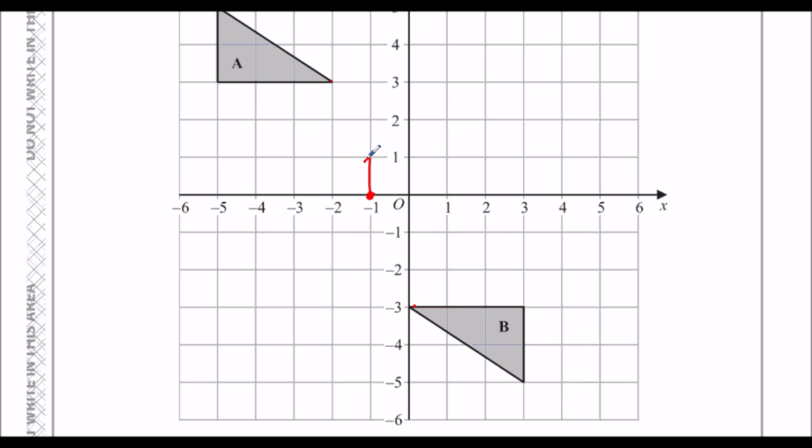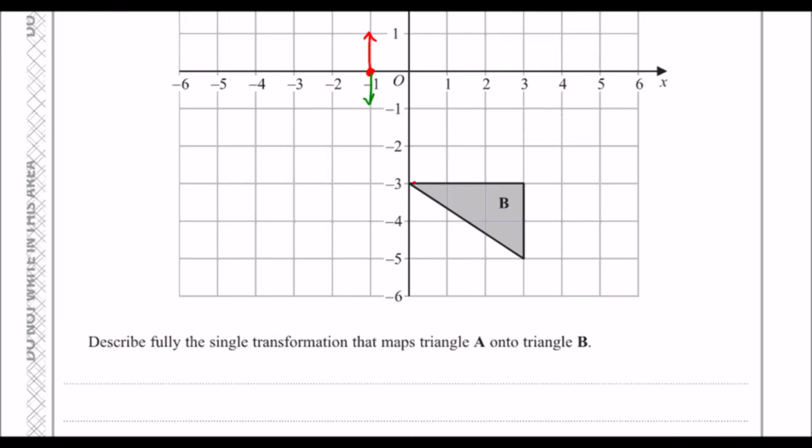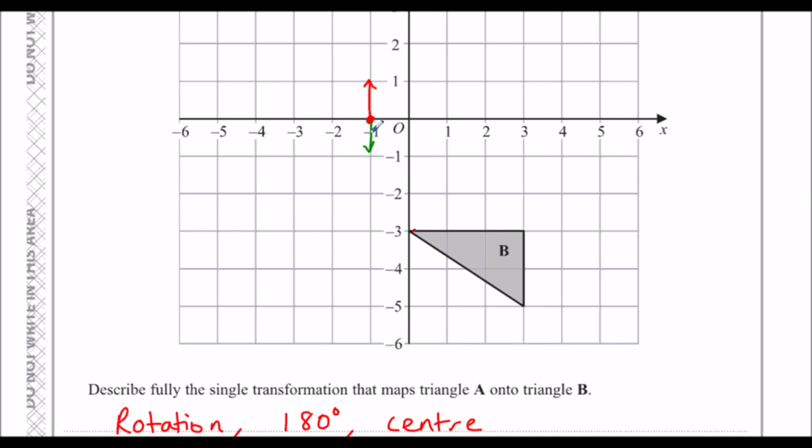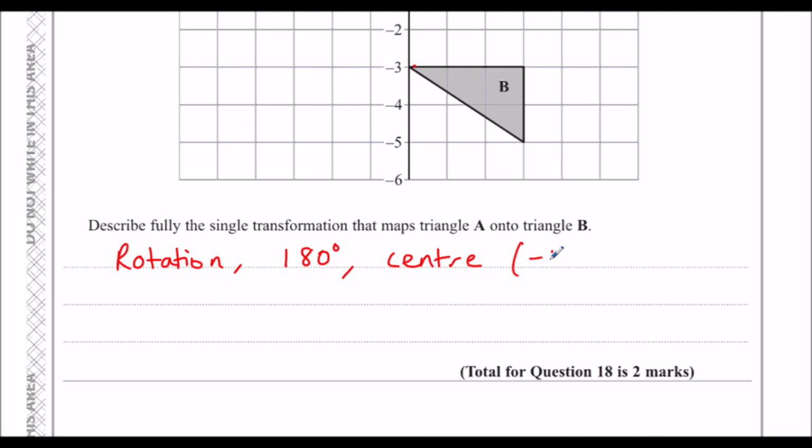And then if you started this way round and span the tracing paper around, triangle A would land on triangle B when this arrow turns around and faces down. And that will be a rotation of 180 degrees. So to describe the transformation, it's a rotation. It goes around 180 degrees, and the center is at this point here, -1, 0. So x coordinate first, then the y, -1, 0.